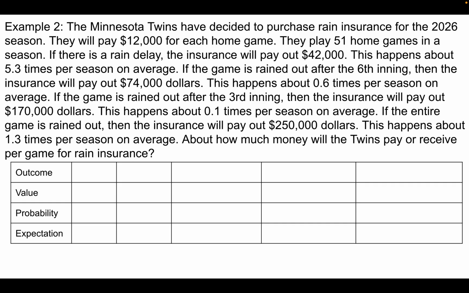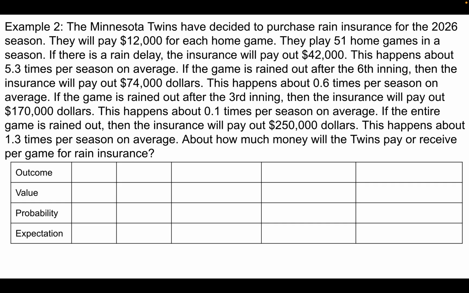This happens about 0.1 times per season on average. If the entire game is rained out, then the insurance will pay out $250,000. This happens about 1.3 times per season on average. About how much money will the Twins pay or receive per game for rain insurance?